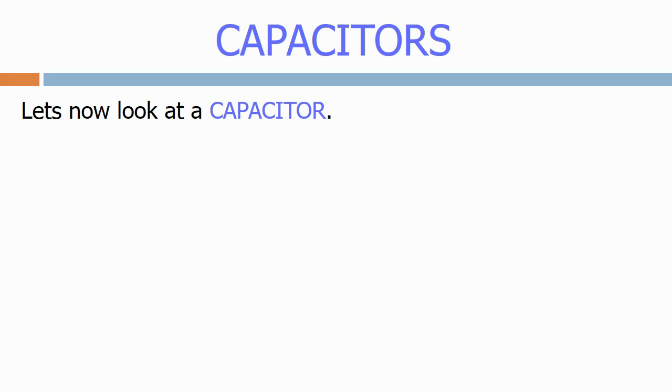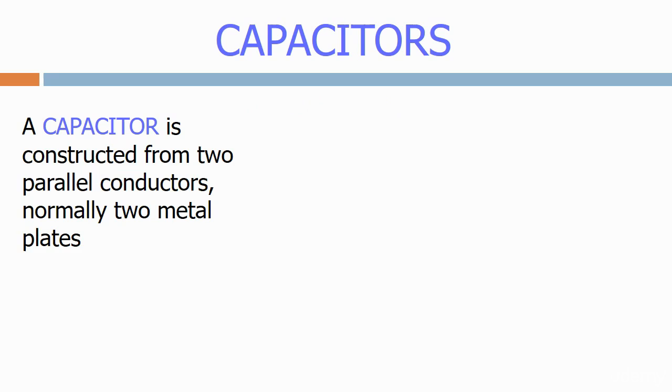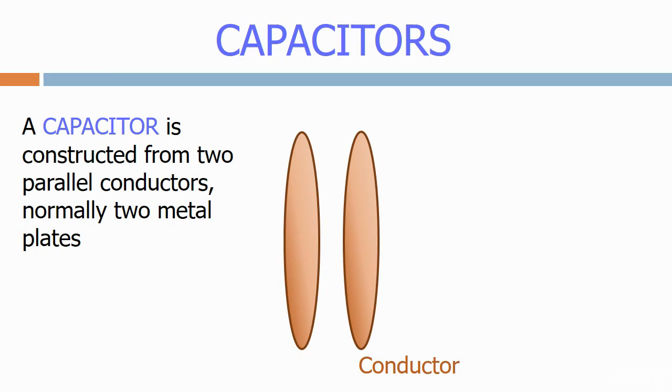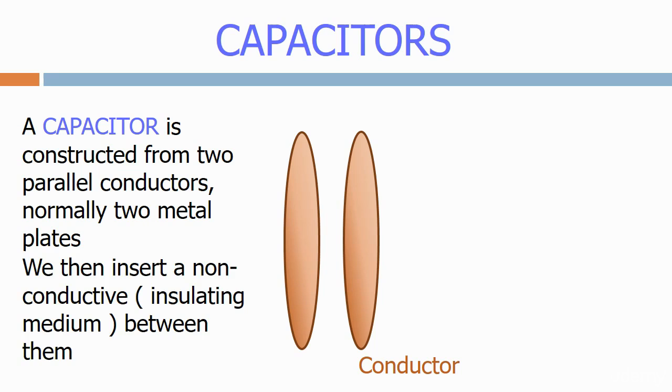Let's now look at a capacitor. Firstly, what is a capacitor? A capacitor is constructed from 2 parallel conductors, normally 2 metal plates as shown here. We then insert a non-conductive insulating medium between them.